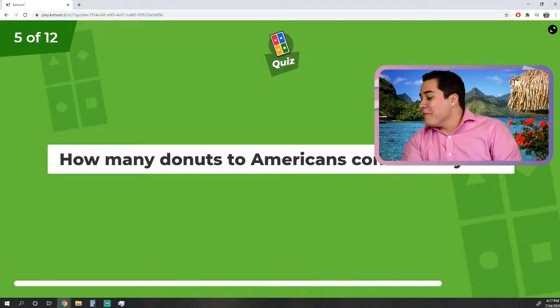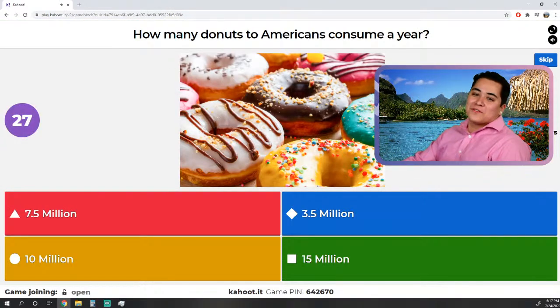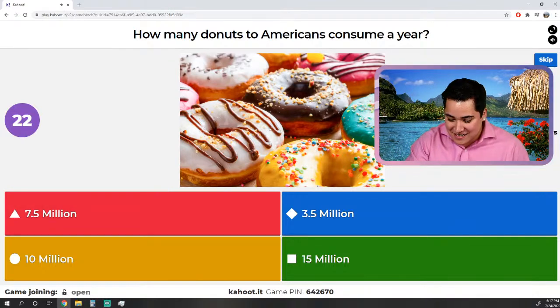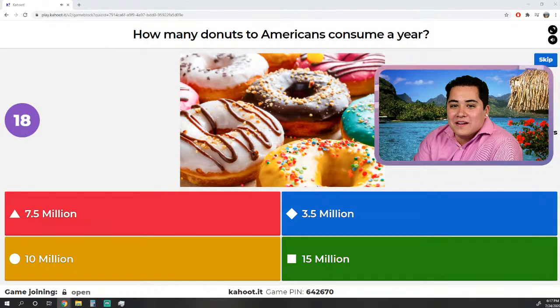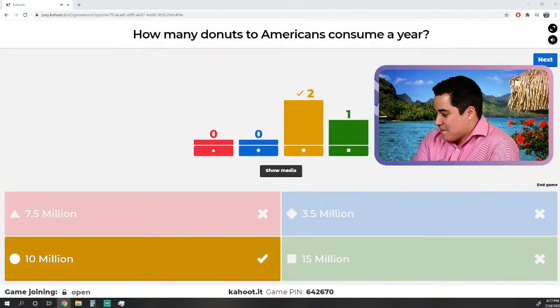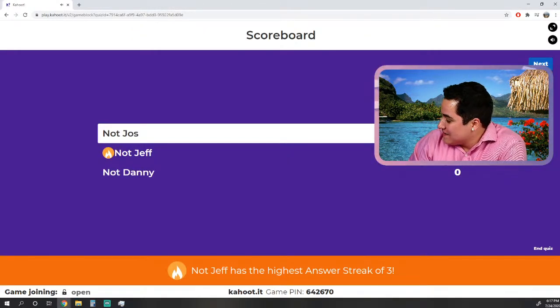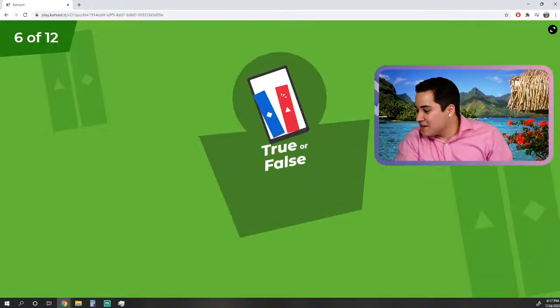So how many donuts do Americans consume a year? Guys, when I was looking for the picture for this, my tummy was rumbling and not good stuff. Alright, how many donuts do Americans consume a year? The answer is 10 million. Good job. 10 million donuts a year. So looks like Jeff has a 3 in a row coming right behind Joss.